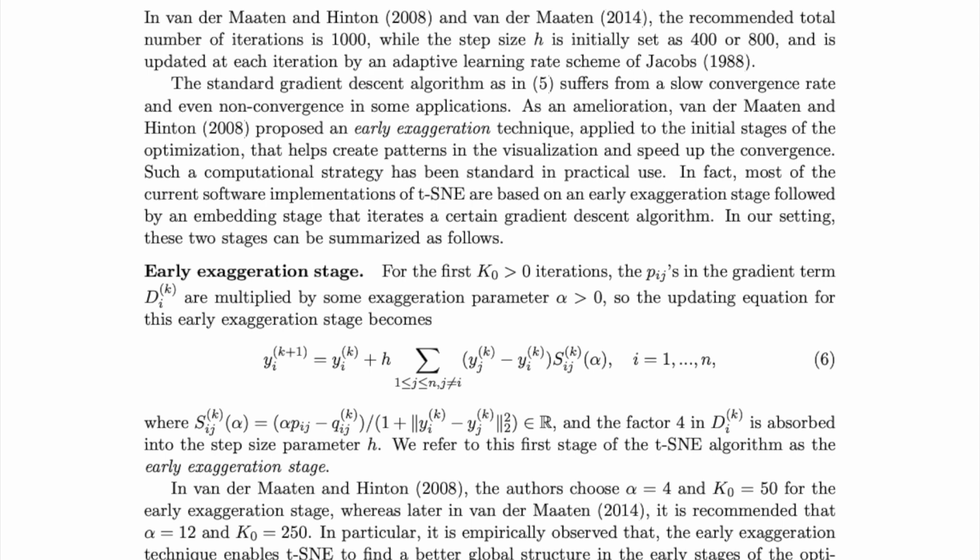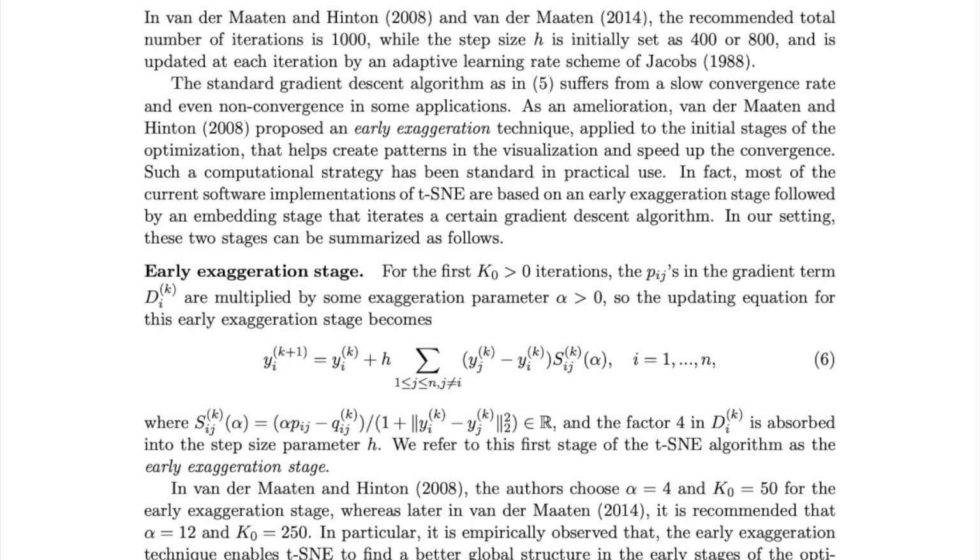As an amelioration, van der Maaten and Hinton, 2008, proposed an early exaggeration technique, applied to the initial stages of the optimization, that helps create patterns in the visualization and speed up the convergence. Such a computational strategy has been standard in practical use. In fact, most of the current software implementations of t-SNE are based on an early exaggeration stage followed by an embedding stage that iterates a certain gradient descent algorithm. In our setting, these two stages can be summarized as follows.